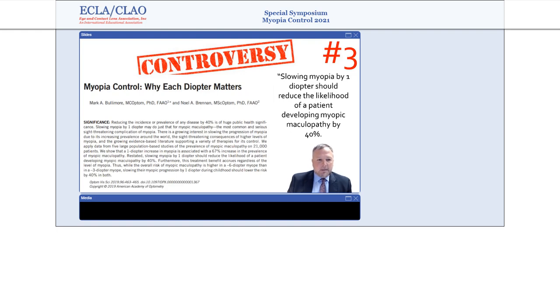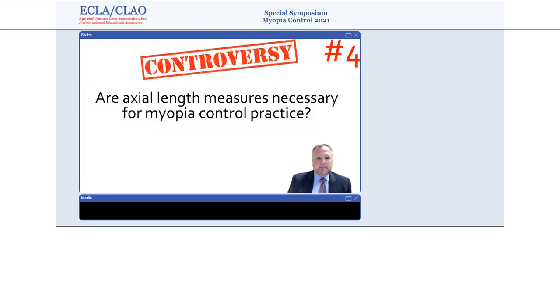In particular, some colleagues, Mark Bullimore and Noel Brennan, published within the last year papers showing that slowing myopia by 1 diopter should reduce the likelihood of a patient developing myopic maculopathy by 40%. So I think it's important that we think about how every diopter matters for these patients.